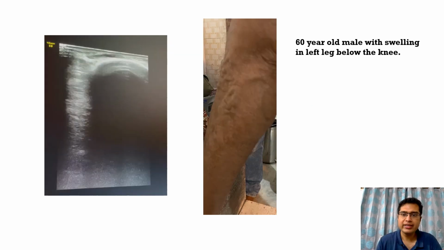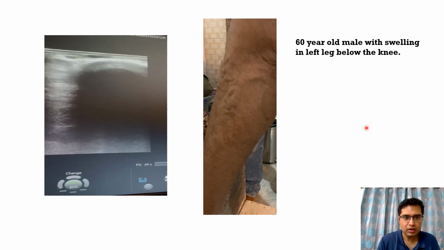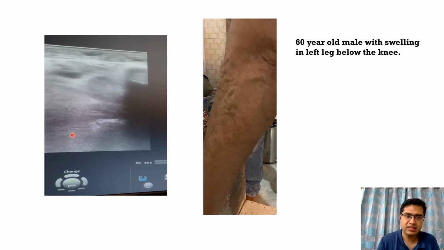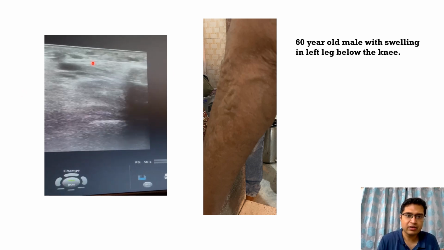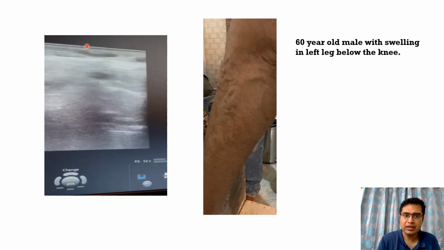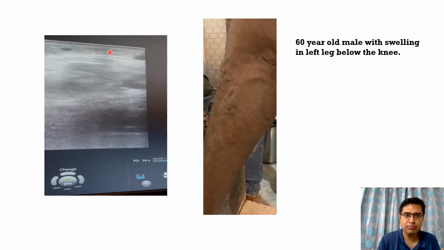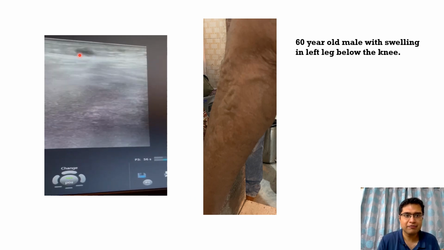So our next case is a case of a Doppler. A 60-year-old male came with swelling in the left leg below the knee, and a venous Doppler was advised for this patient. This is the swelling that was seen. And this is, I'm tracing the GSV from the medial aspect of the ankle where you can see this incompetent perforator. A dilated GSV is seen with multiple varicosities arising from it.